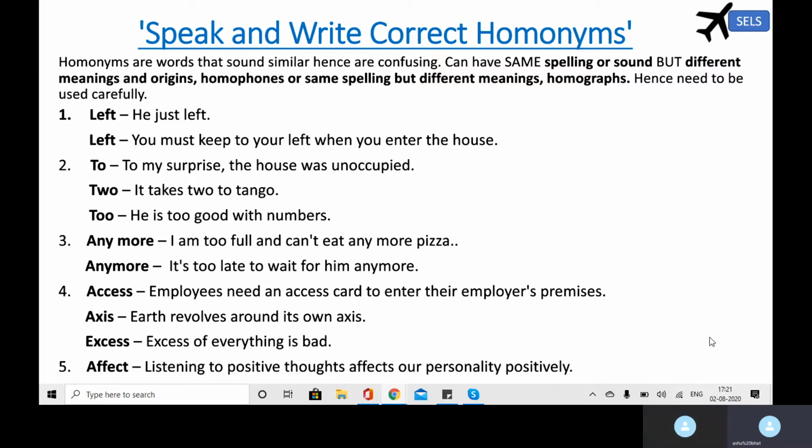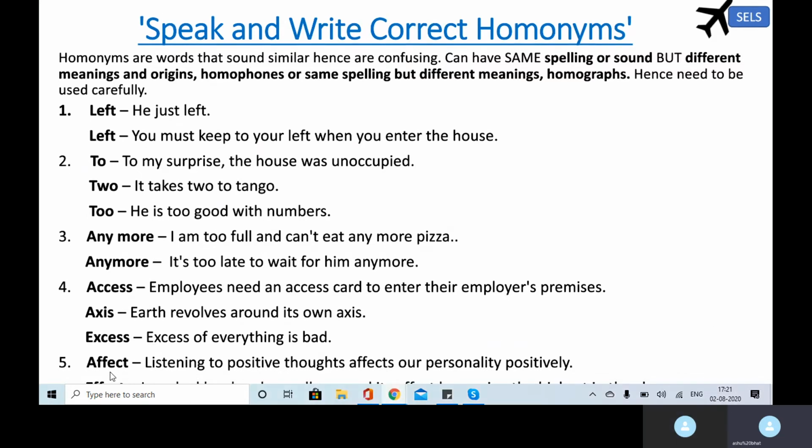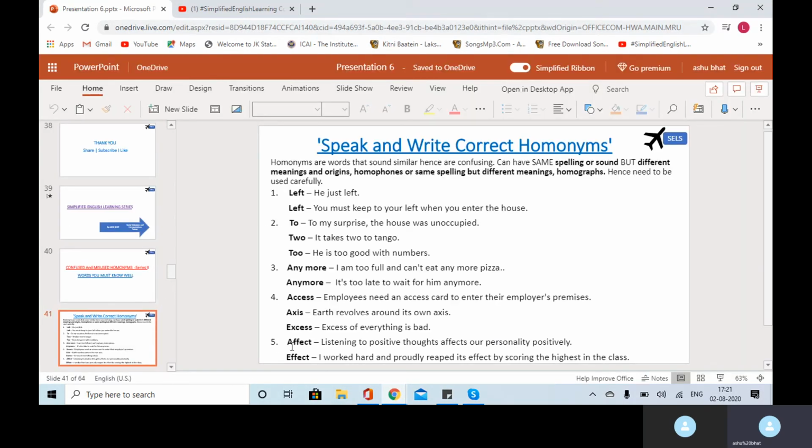Then another pair of words is affect and effect. Now, the one starting with A, affect, is primarily where you want to show influence. It could be a positive influence, it could be a negative influence. For example, listening to positive thoughts affects our personality positively. But when we are looking at effect, this is primarily the result. So I've worked very hard the whole year. What was the effect of it? The effect was that I scored 100% in my exams. So effect is result, affect is influence.